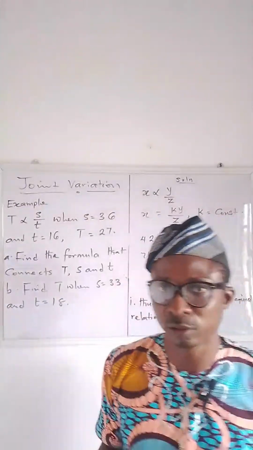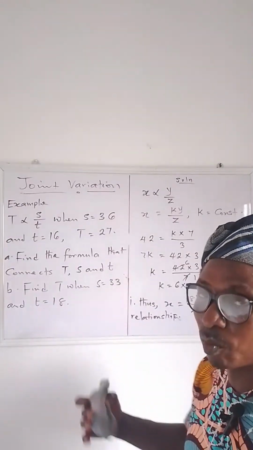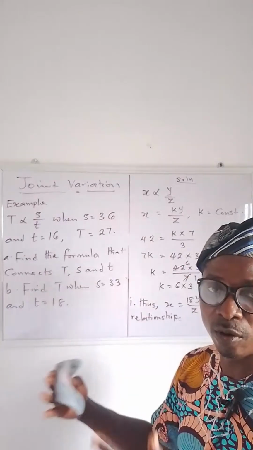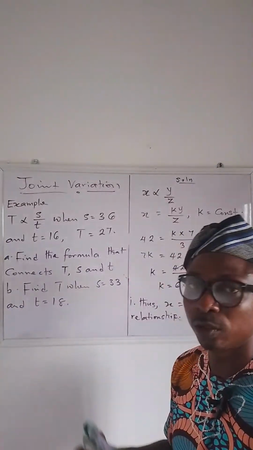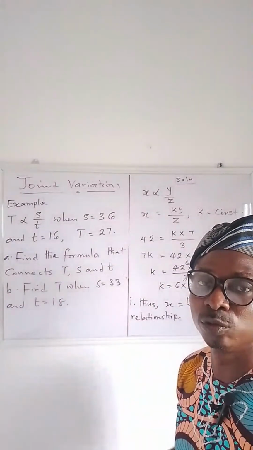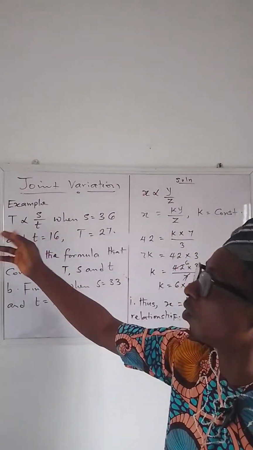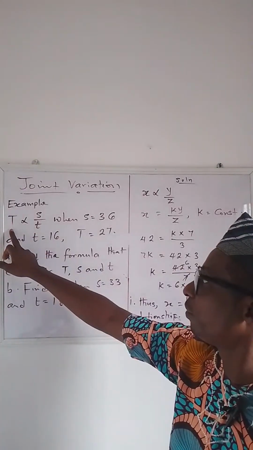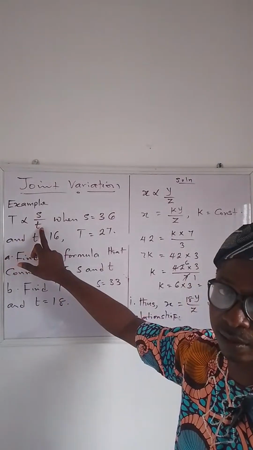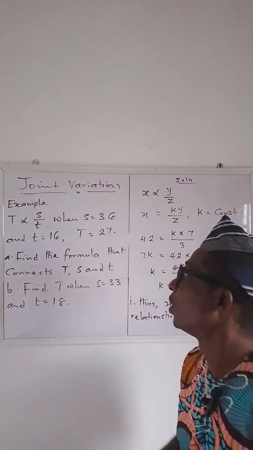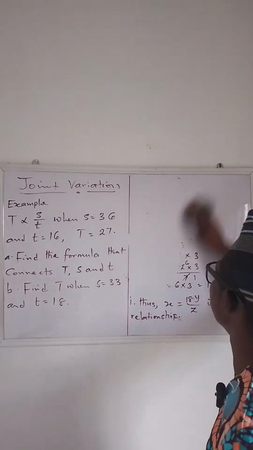Now, for those of us just joining, I said earlier that in joint variation we have three or more variables. So we have more than 2 variables. So from 3 upward, all right? So this is an example of joint variation. You can see T varies directly as S and inversely as t. Okay, so now let us see how to solve this problem.